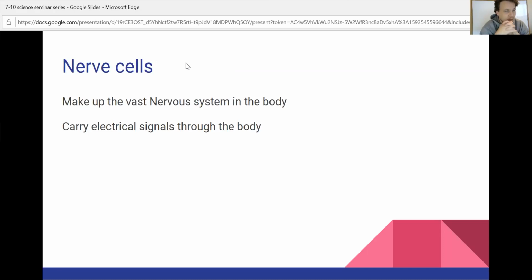So they carry electrical impulses through the body. So a message from the brain for the muscles in the calf to contract when you try to put your heel on the ground travels from there. It happens at a phenomenal speed. I don't even know what the speed is, but it's very, very quick.